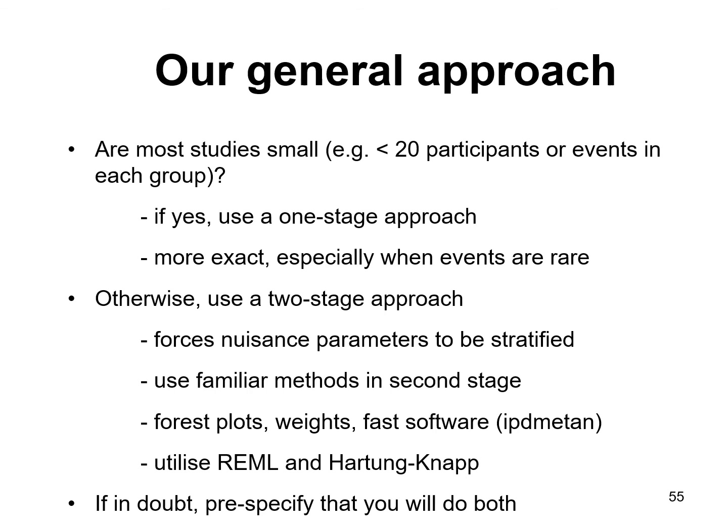We prefer the two-stage approach because it helps people do the right things. It stratifies nuisance parameters. It allows you to get study-specific estimates, forest plots, and nice graphical displays. It can create percentage study weights. You can use estimation methods like REML in the second stage with Hartung-Knapp confidence intervals.